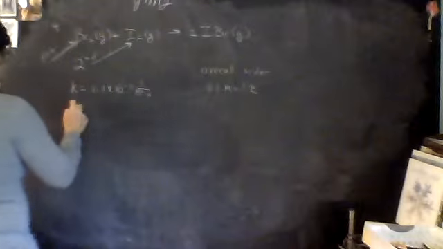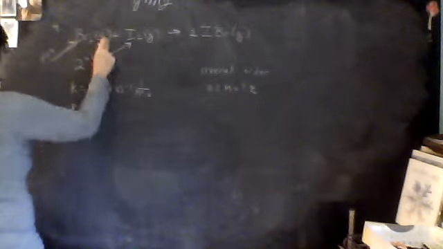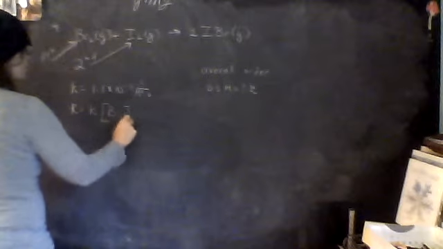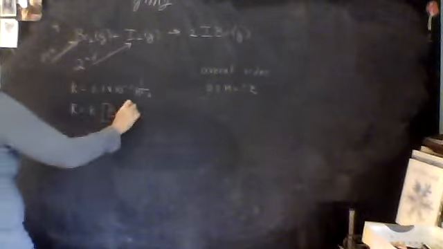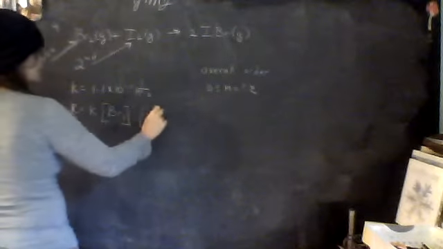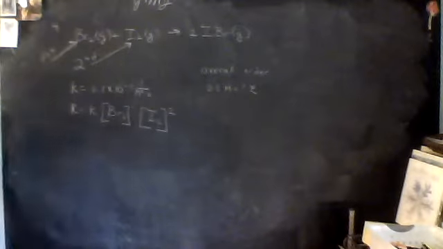Okay, so what is the overall order of these two things? What does it mean that it's first and second order? What it means is this. When we set up our rate equation, R is going to be equal to K, I'm just going to write K even though we know what K is, times the concentration of Br2, and it's first order, so that's to the 1, right? Times the concentration of I2, it's second order, so we're going to say to the 2.